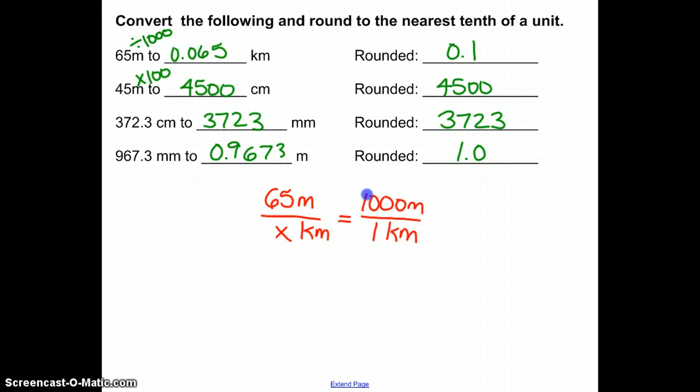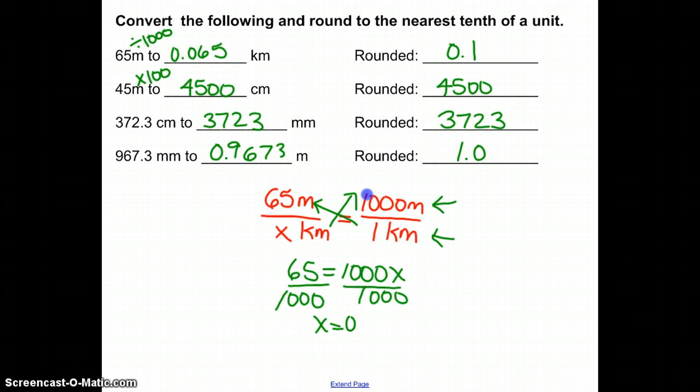Now, remember that when you're doing this, you want all of your same units on the top as the same units on the bottom. So meters are on top, kilometers are on bottom. You can go ahead and cross multiply. So we're going to get 65 equals 1000x. Divide both sides by 1000, and we'll get x equals 0.065, just as we did before.